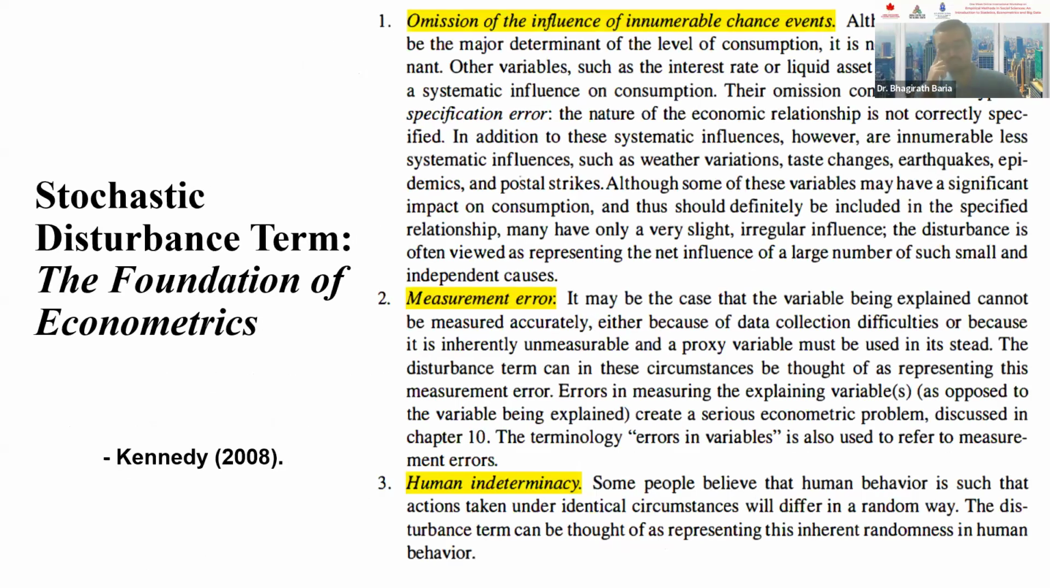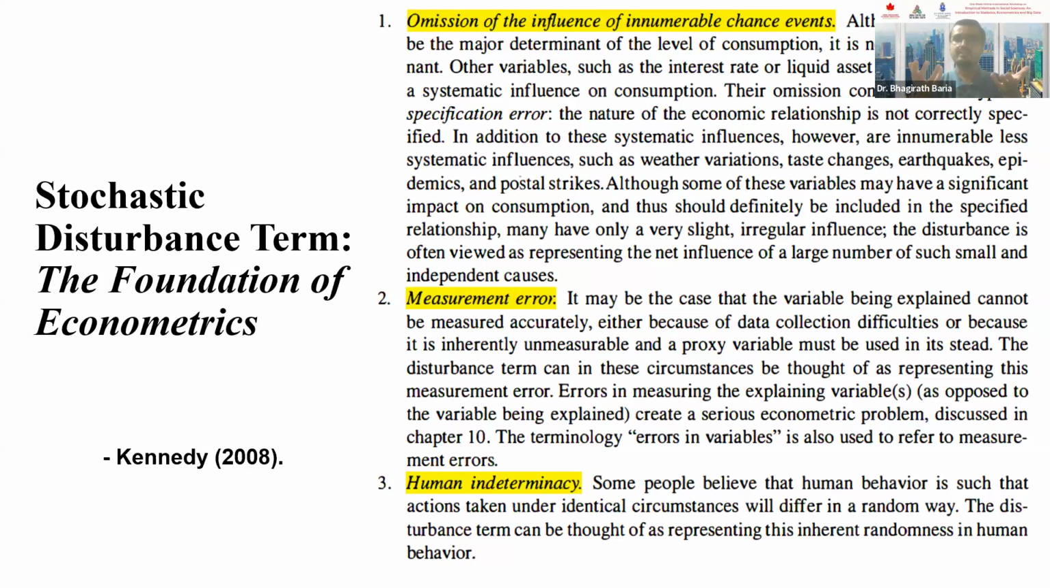So the stochastic term is the foundation of econometrics. The entire science of econometrics is built on this disturbance term, error term, or stochastic disturbance term. It is in the population. We are always interested in the population side, not in the sample. Sample is something you have to deal with because you don't know the population. But econometrics is concerned with the population. So why do we have a stochastic term in our population regression function, or even in the sample regression function? We have it everywhere. Why?